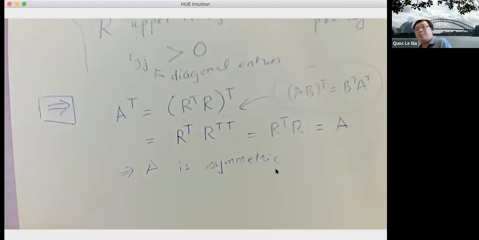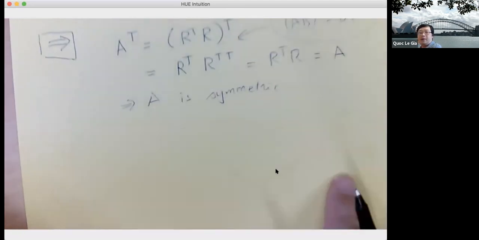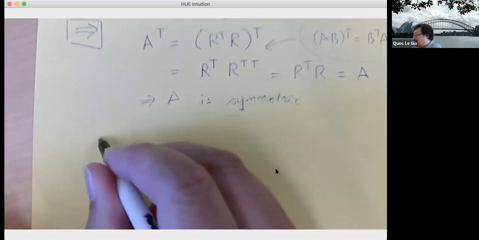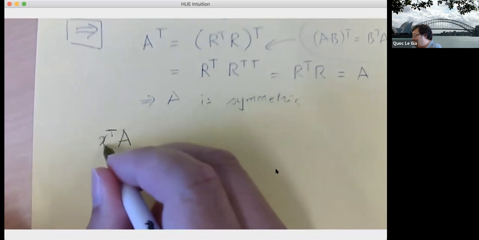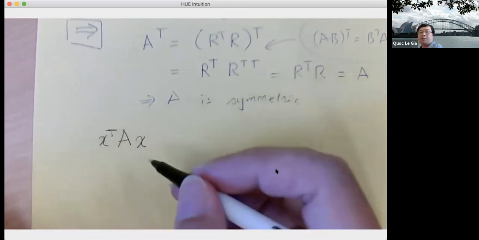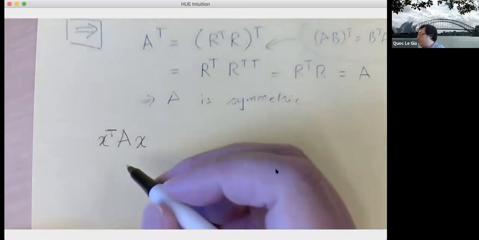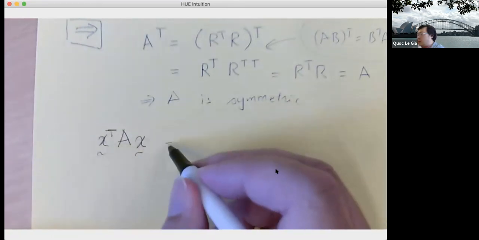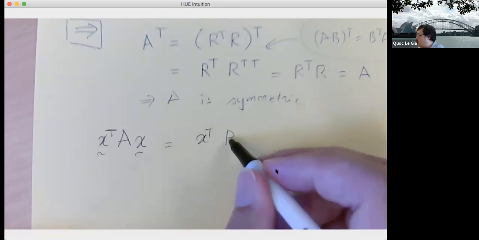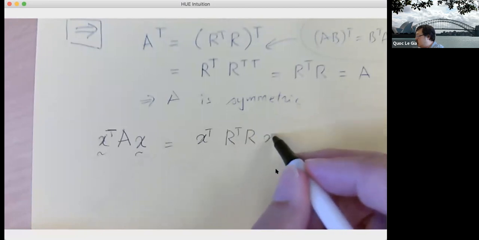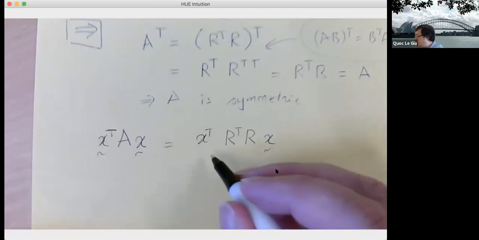So now we have proved that it's symmetric. Now we need to prove that it's positive definite. In order to prove it's positive definite, you have to prove x transpose A x is positive for non-zero x. Now it becomes tricky. You have to write the matrix A as R transpose R.